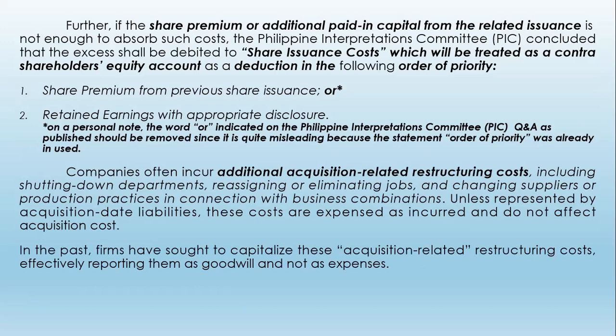Now, I am trying to repeat this because this is a very important rule. Debited to share issuance cost, which will be treated as a contra shareholders' equity account as a deduction in the following order of priority: share premium from previous share issuance, or retained earnings with appropriate disclosure. On a personal note, the word "or" indicated in the Philippine Interpretations Committee Q&A as published should be removed.